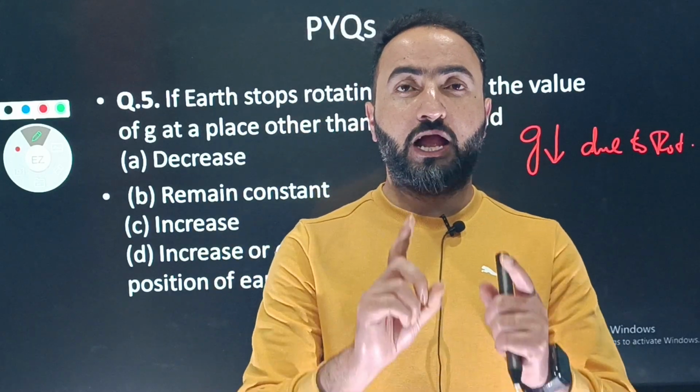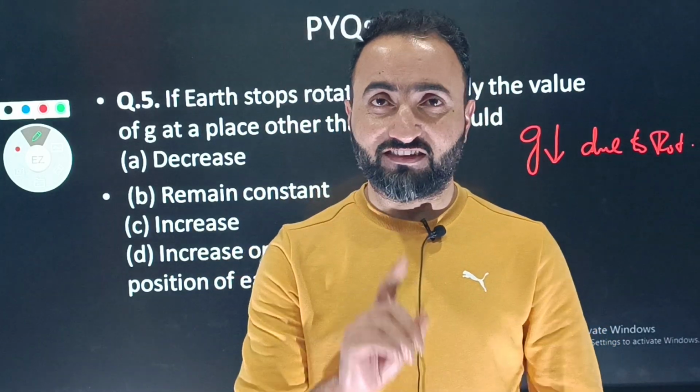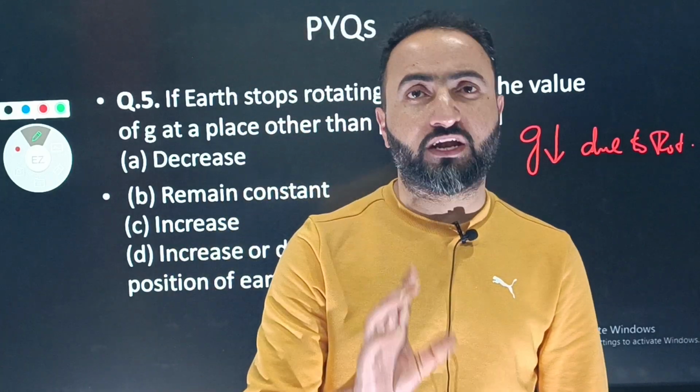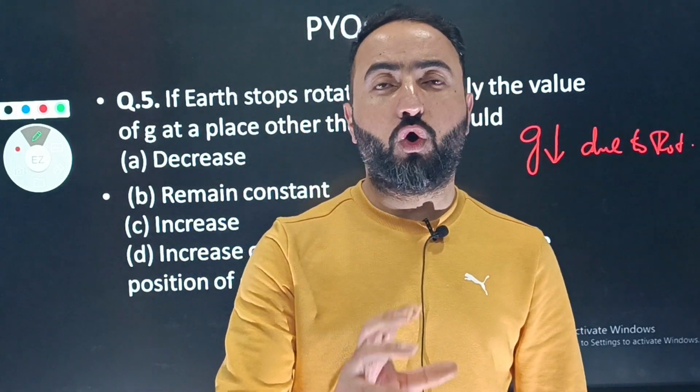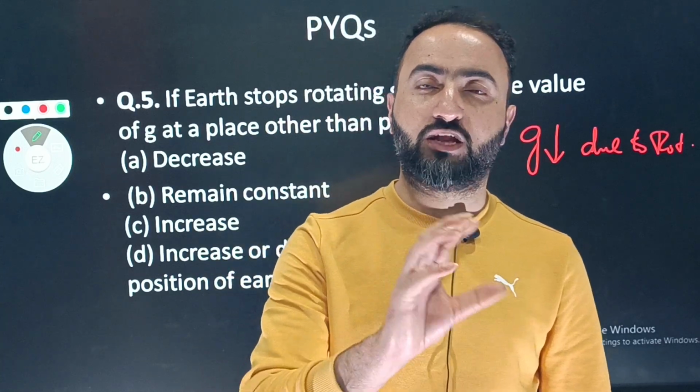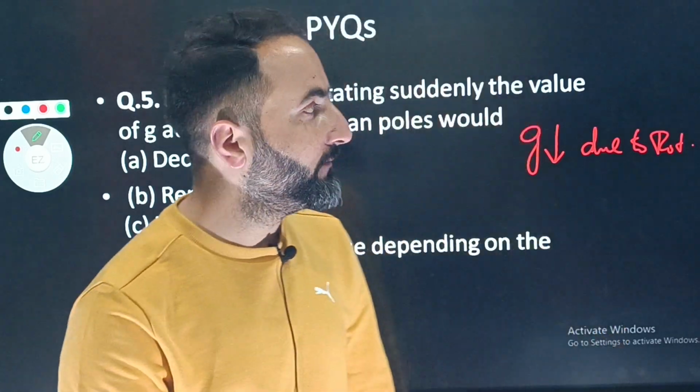All right. But the exception is poles. The acceleration due to gravity at the poles is independent of rotation. Whether Earth rotates faster or slower or does not rotate at all, in all these situations the acceleration due to gravity at the poles is not going to change. That will remain the same.